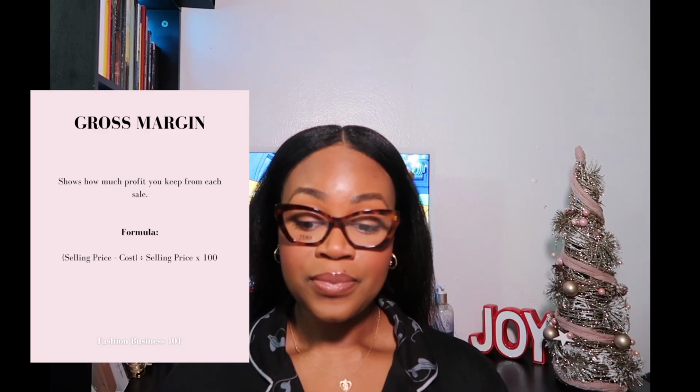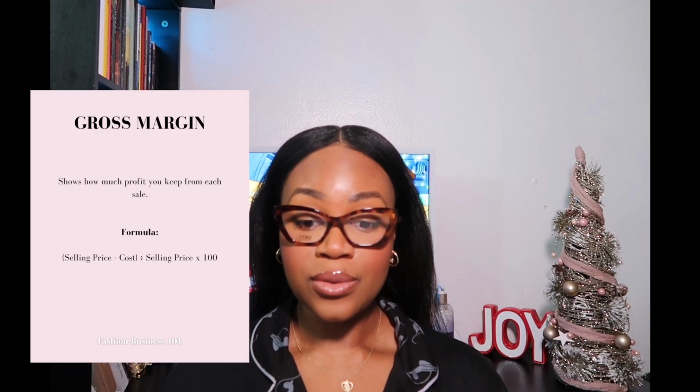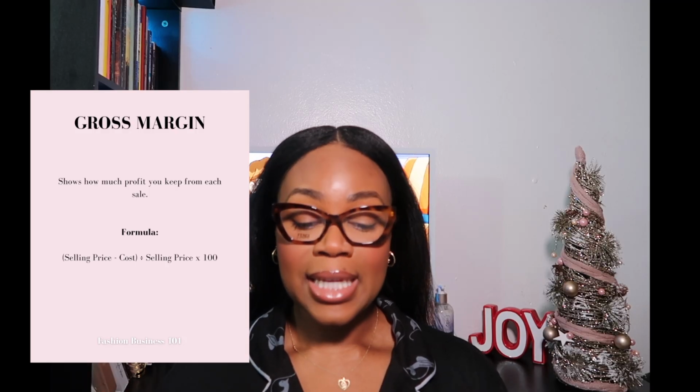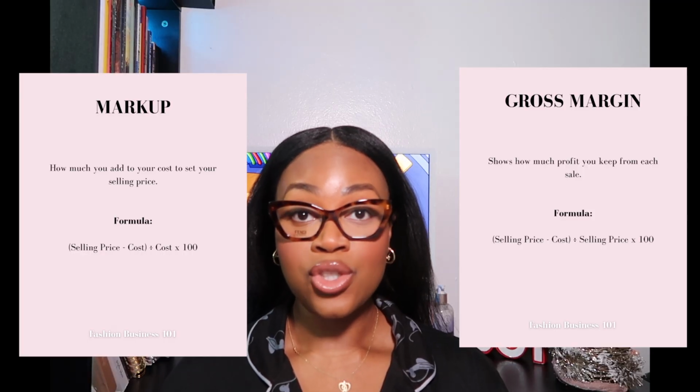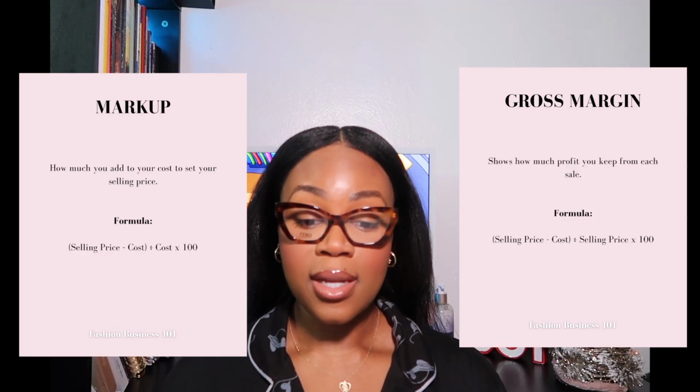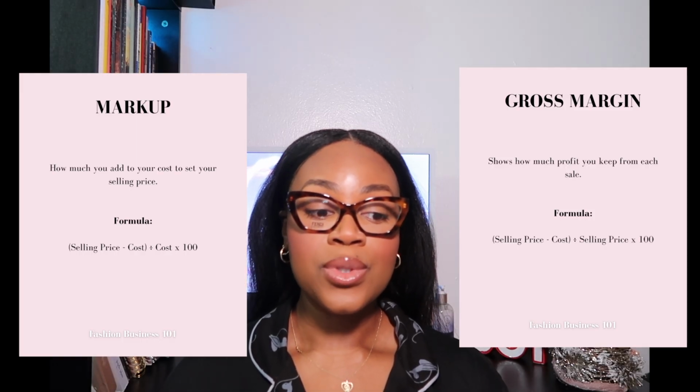Margin, also known as gross margin, shows us how much profit you keep from each sale. So when you look at the key differences here, markup helps you to price your products and gross margin helps you to measure the profit that you have made. Now let's get into an example of how to use markup, and I really hope that this is easy and smooth for you guys.